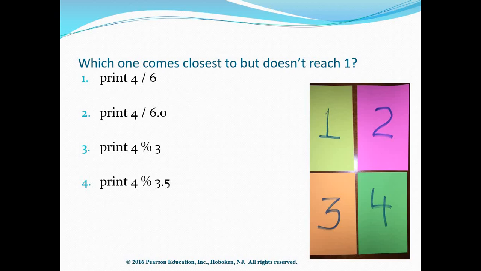Print 4 modulus 3 provides us with a remainder equal to 1. It gives us the remainder of what 3 into 4 is, which we get 1, 3 into 4, with 1 as our remainder.